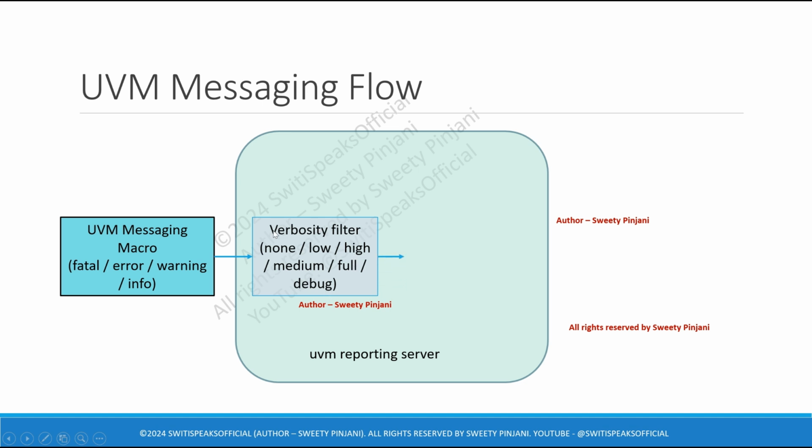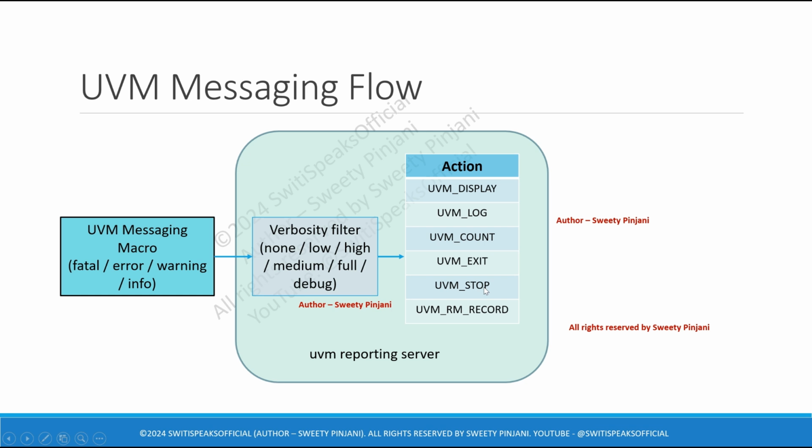Then, after understanding which messages are to be filtered and which are not, we need to understand what action you should take on the message. The actions can be none. None is not listed here because in none we are not doing anything. If you have UVM display, then you have to display the message. There will be a file in which all these display messages go. If you have the action as UVM display, it will go to that display file. If you have UVM log, then these messages will go to a log file. These are two different files. One is for display and one is for the log.